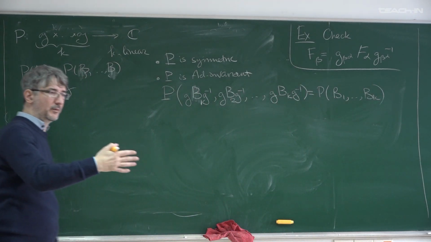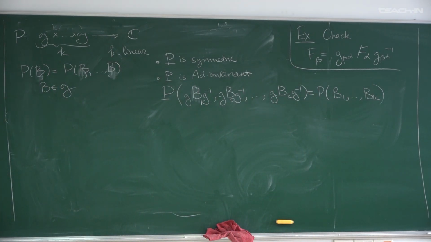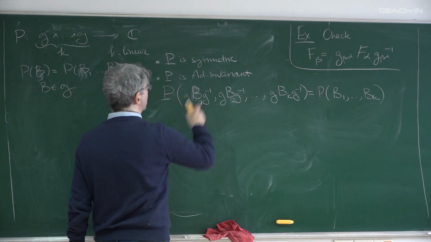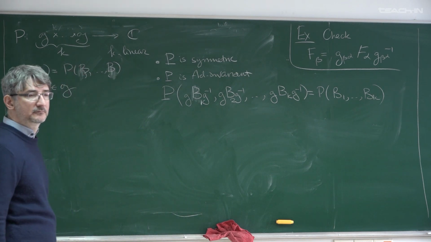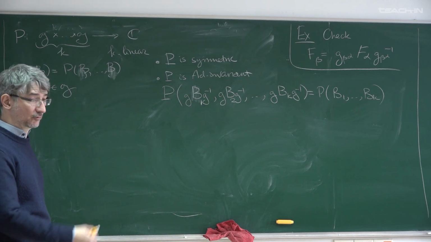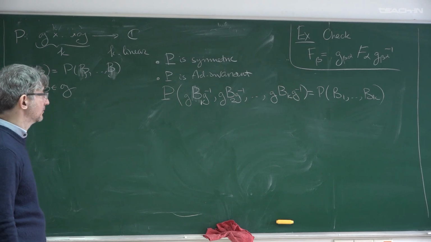So you take a polynomial and you apply conjugation by an element of the Lie group in each place, and the value of the polynomial should not change. That means that the polynomial is Ad-invariant. Are we working with matrix Lie groups? I already wrote about it. Matrix Lie groups.